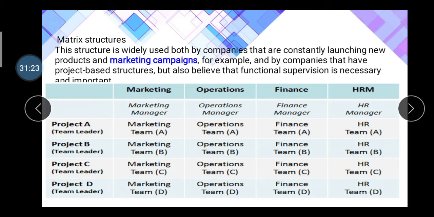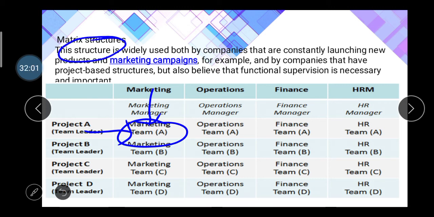A company that has a project-based structure but also needs functional supervision uses the matrix structure, meaning here project A, project B, project C and project D. Here, team A is working under marketing management, right? So the marketing manager supervises them and the project manager also supervises them. So it's always working at a matrix level, with two authorities, or we can say functional management also considering the line structure. That's why it's called a matrix structure.